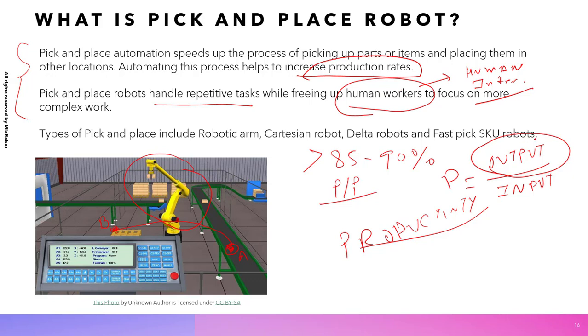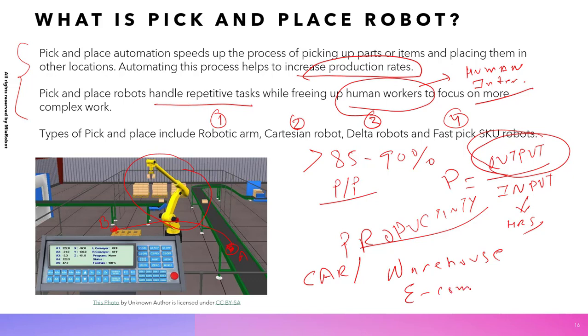And how do they increase it? Because they increase the output, and your input may be the hours which are available. There are mainly four kinds of pick and place robots: robotic arm, Cartesian robot, Delta robots, and fast pick SCARA robots. These are also used in the car industry, and in the warehouses of e-commerce maybe. So there is a wide range of applications for pick and place robots, and as I said, the majority of them follow a robotic arm kind of movement.